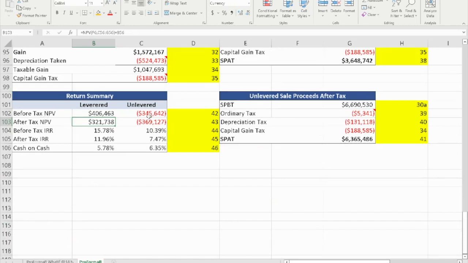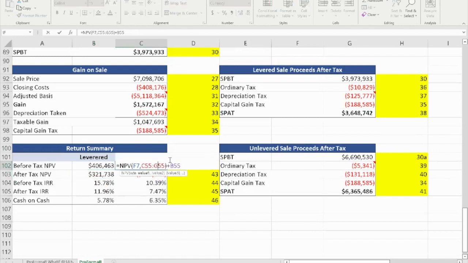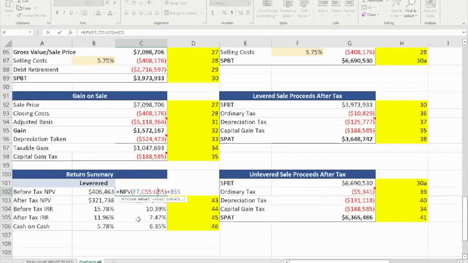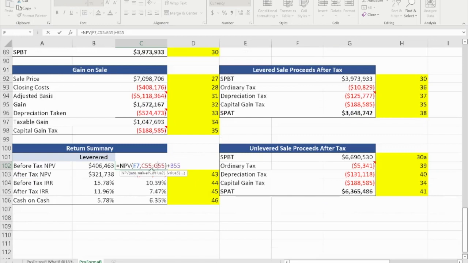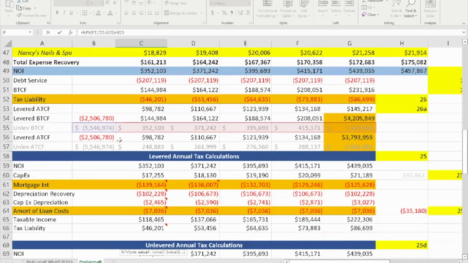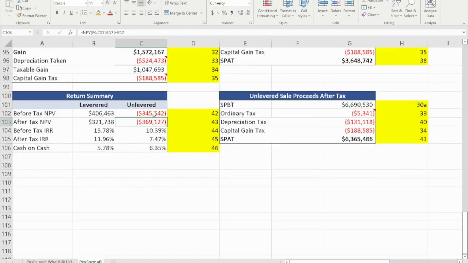That was the levered before tax NPV. To do the unlevered, it's the same formula. We're just going to use equal NPV, the rate, which is the 12%, reference the rate. The row here is going to be the unlevered before tax cash flow row from year 1 through year 5. Close the parentheses and then add the year 0, which is the initial investment. If you did that, you should have negative $345,000.